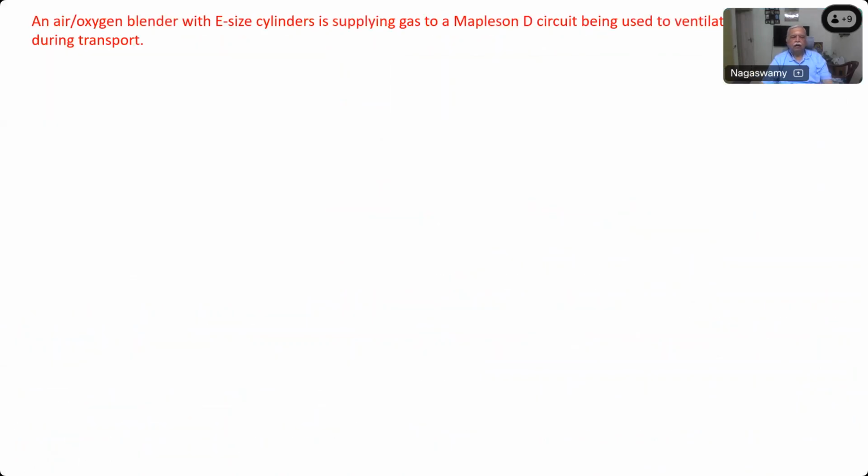Now, an air oxygen blender with E-size cylinders is supplying gas to a Mapleson D circuit being used to ventilate a neonate during transport. What is a Mapleson D circuit?